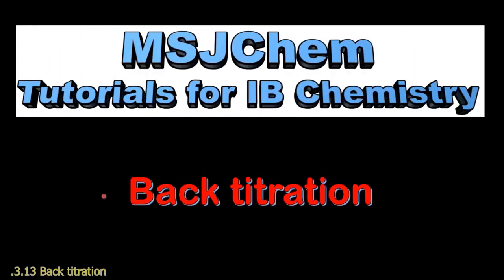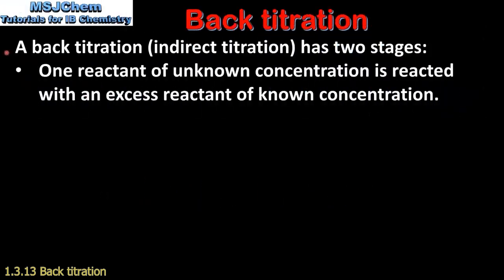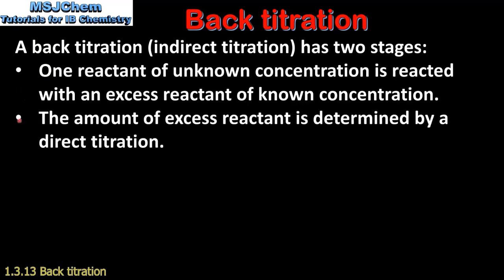This is MSJ Chem. In this video, I'll be looking at the technique of back titration. A back titration or indirect titration has two stages. In the first stage, one reactant of unknown concentration is reacted with an excess reactant of known concentration. In the second stage, the amount of excess reactant is determined by a direct titration.